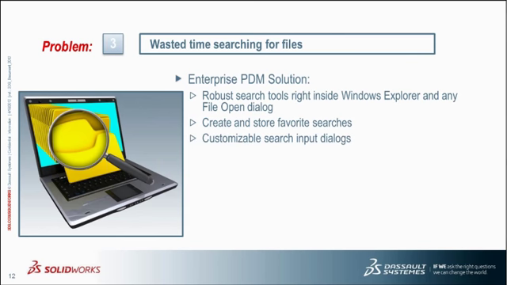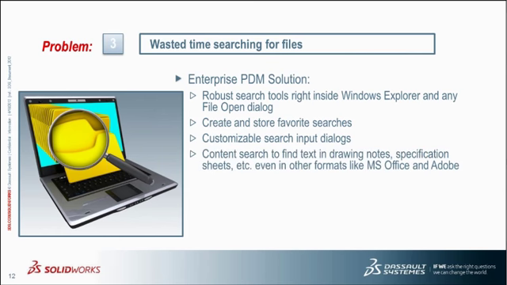There are customizable search input dialogs. Depending on a user's job function or department, they may want to have different options for entering search criteria. For instance, somebody in manufacturing who receives a work order with a list of part numbers may want just a single input field for the part number, whereas someone in engineering may want to search by multiple items such as description, material type, and project.